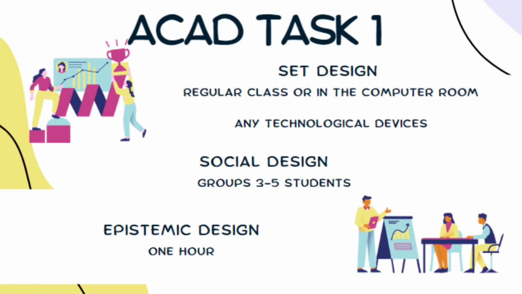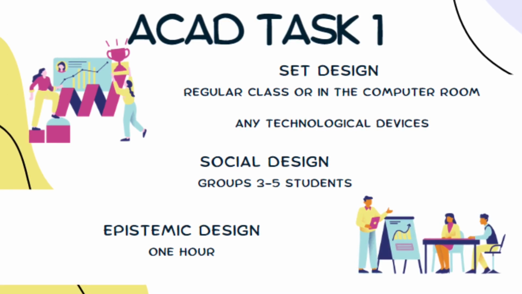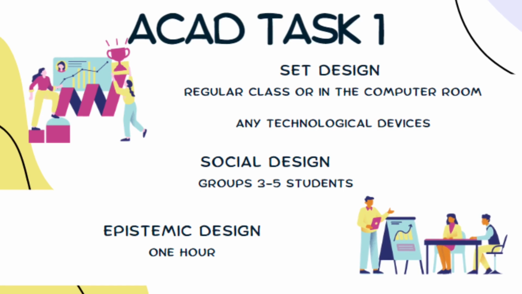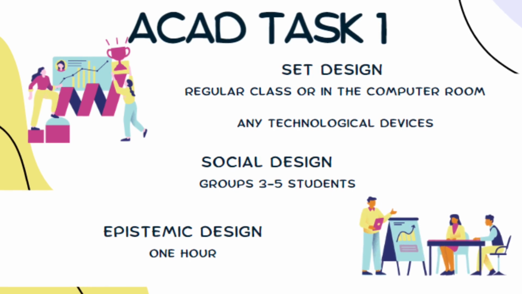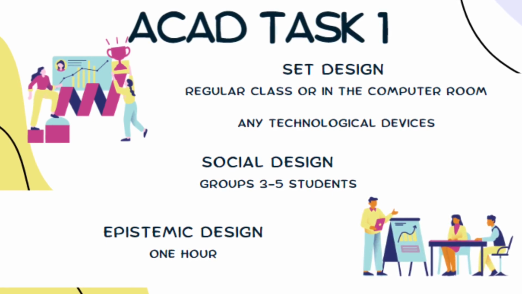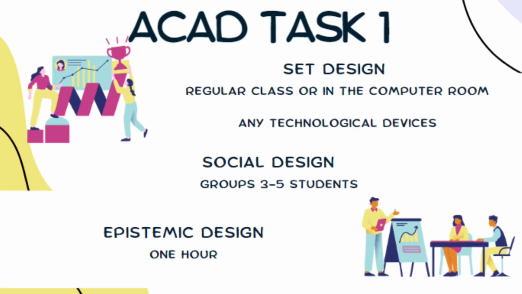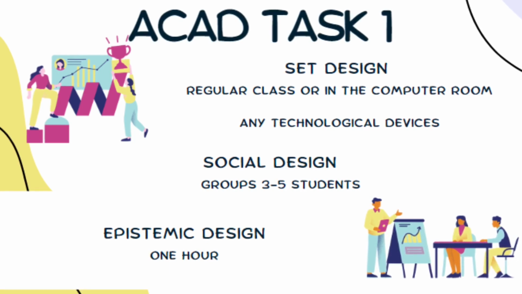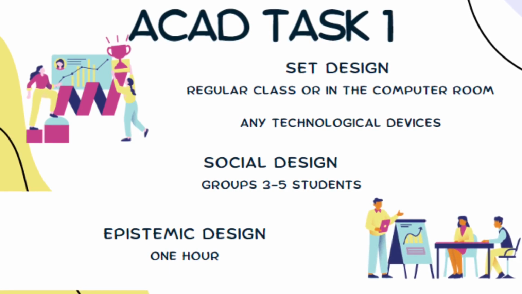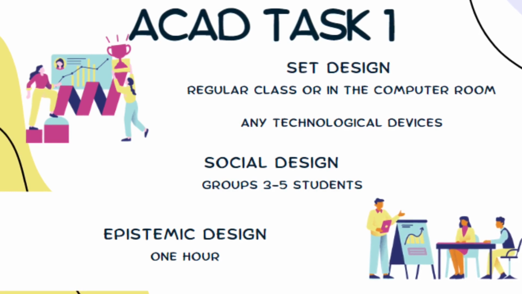So now I will start designing the activities. But firstly, for each one, I will use the ACAD framework, which stands for Activity Centered Analysis and Design. Firstly, for the first activity, regarding the set design, the activity will be done in our VR class or in the computer room, and will require some kind of technological devices, like computers, laptops, or tablets. Now, regarding the social design, the class will be divided into small groups of 3 to 5 students, which will allow them to discuss during the performance of the task. And regarding the epistemic design, the task will be done in one whole class, in other words, 1 hour.